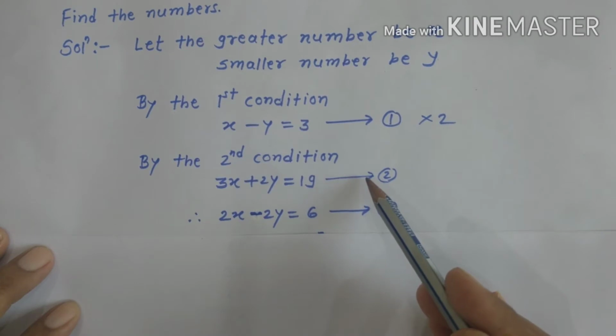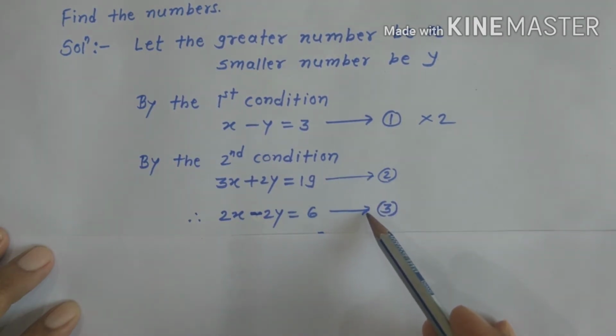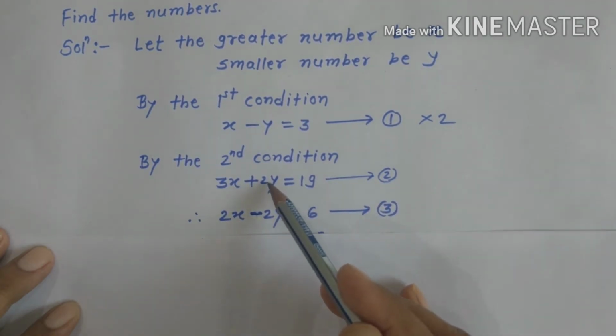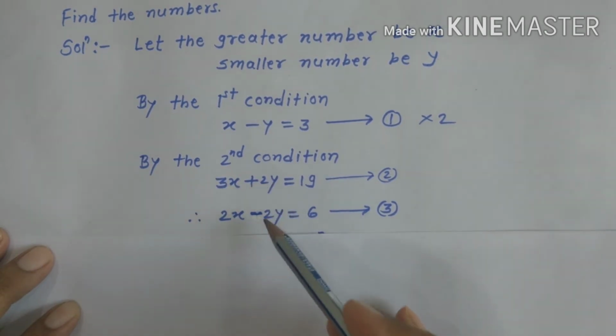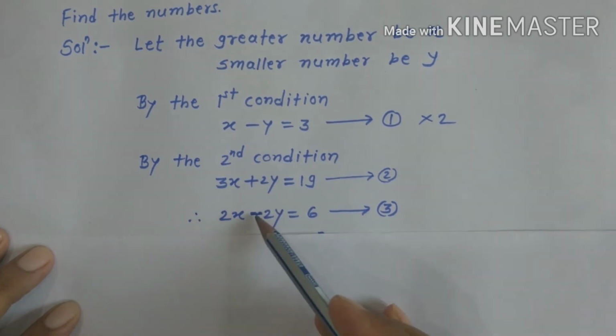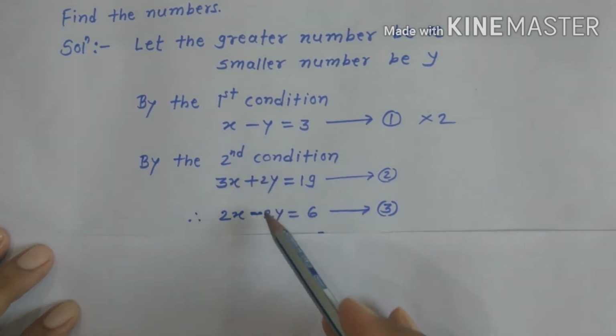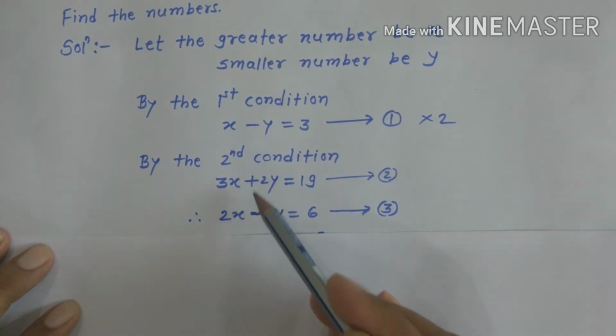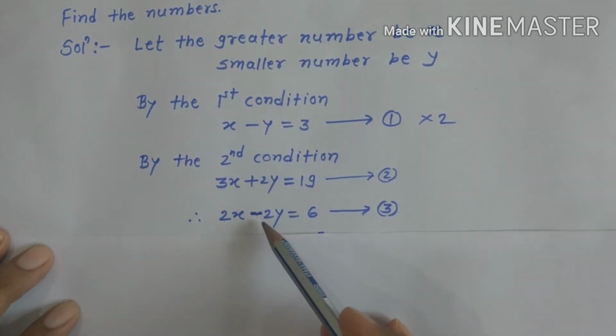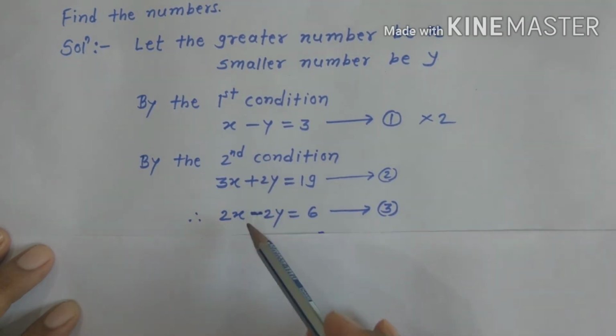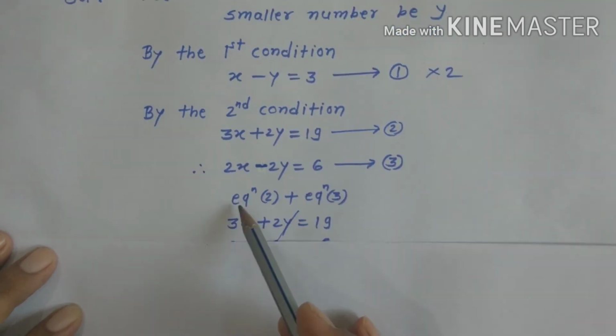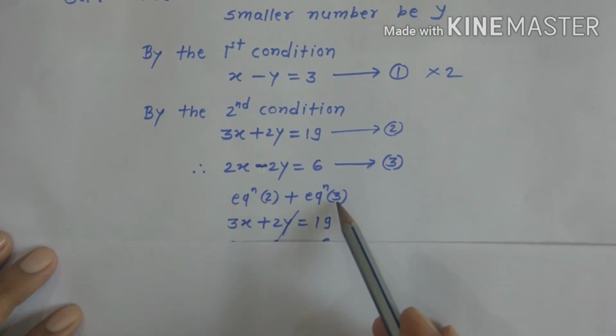Now we have equation number 2 and equation number 3. Coefficients of variable y are numerically equal. Now analyze their signs. Here the signs are different. In case of numerically equal coefficients, if the signs are different, add the equations, and if the signs are the same, then subtract one equation from the other. Here the signs are different, therefore we add equations 2 and 3.